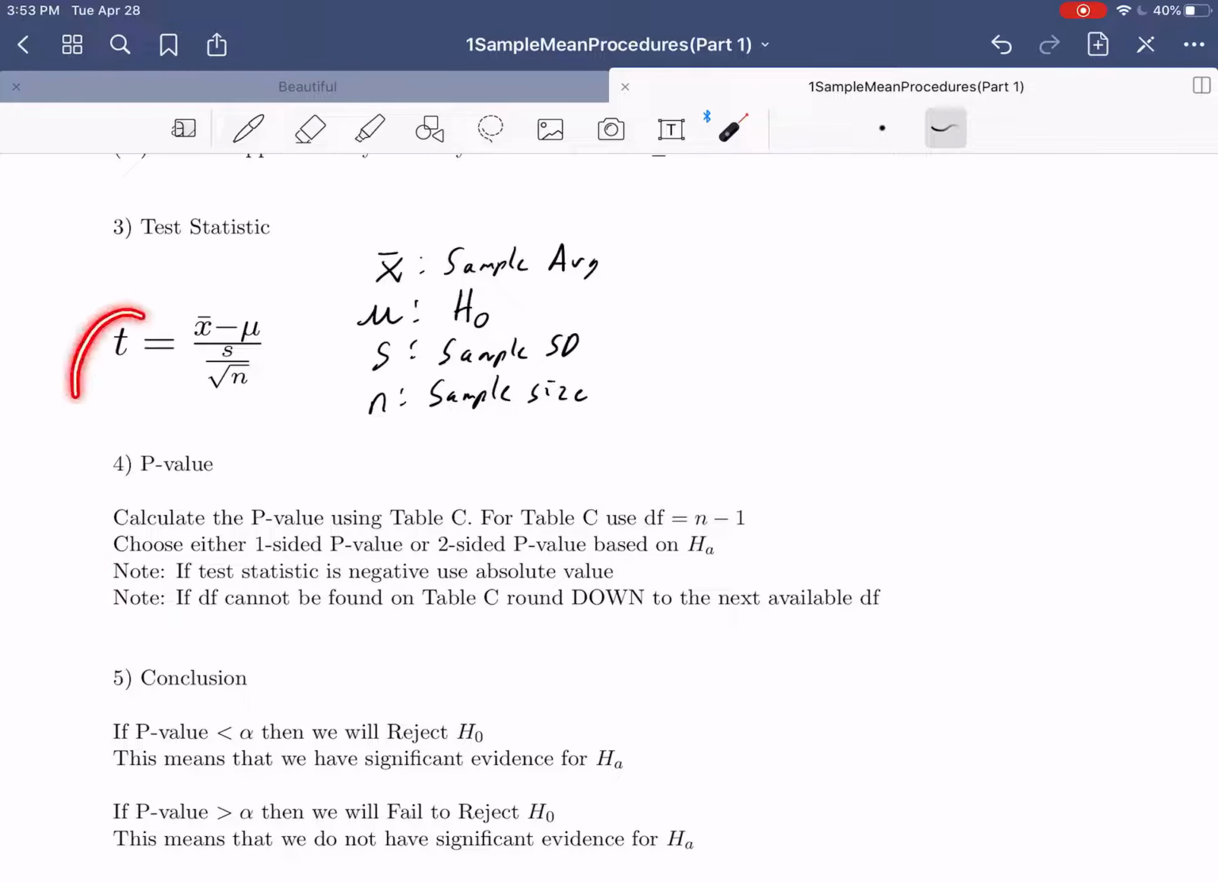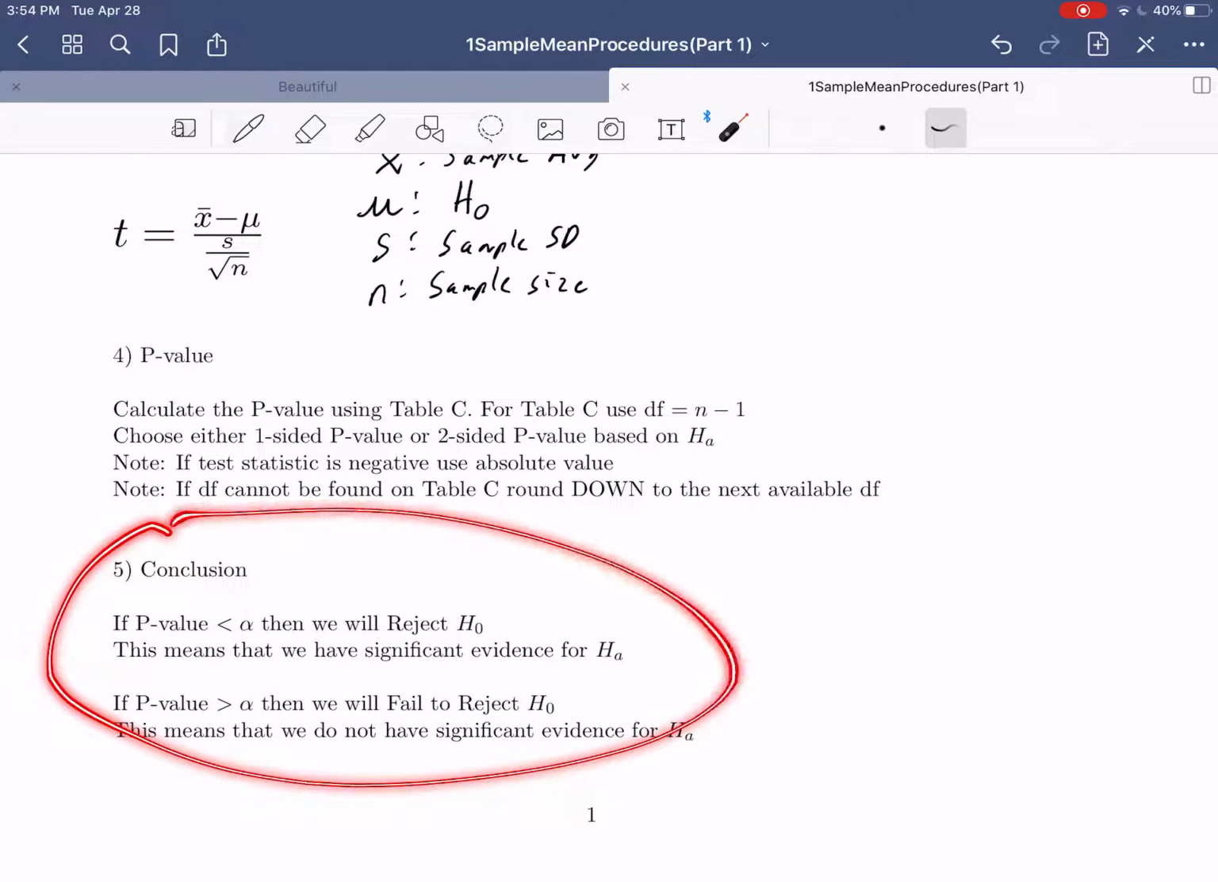First of all, sometimes this test statistic will be negative because the sample average will be smaller than the null hypothesis. Just like we did when we were doing critical values and correlation, if this test statistic is negative, we leave it as negative, but when we look it up on our chart, we will use the absolute value. The second note is that, as we'll see when we begin to do our examples, sometimes our degrees of freedom doesn't show up exactly on the chart. If the degrees of freedom cannot be found on table C, then you will always round down to the next available degrees of freedom. So we'll see an example of that in just a few moments.